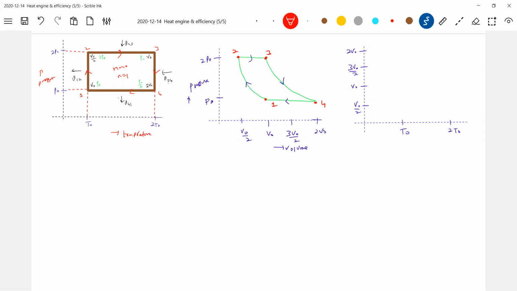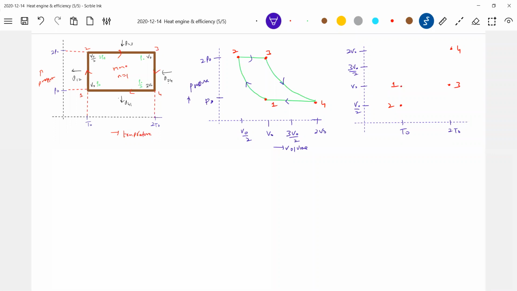Now, path 1: V naught, T naught. Point 2: V naught by 2 and T naught. What about 3? V naught and 2 T naught. What about 4? 2 V naught and 2 T naught. Okay, first we'll identify what 1, 2 is.